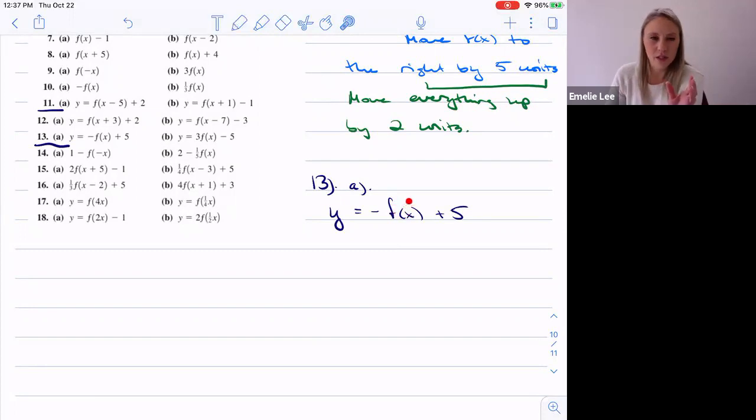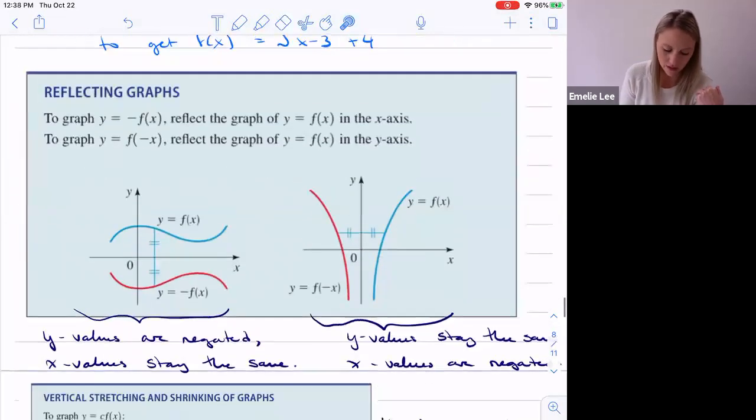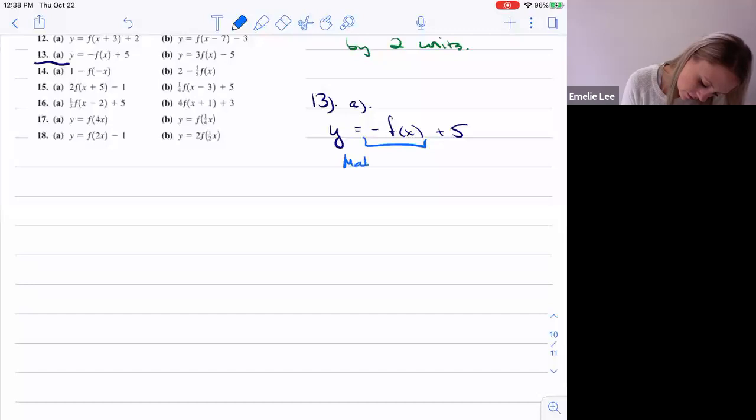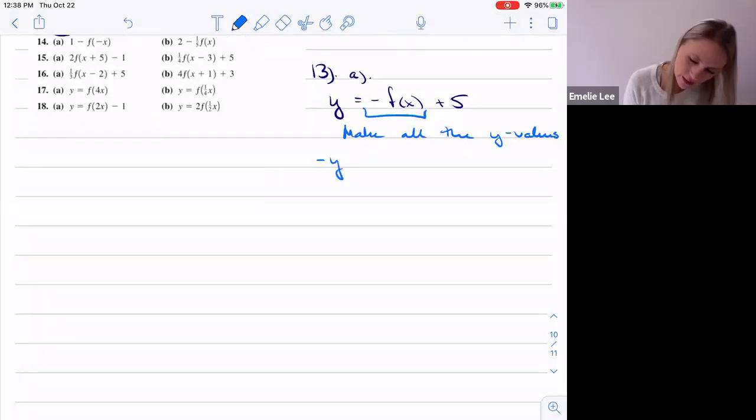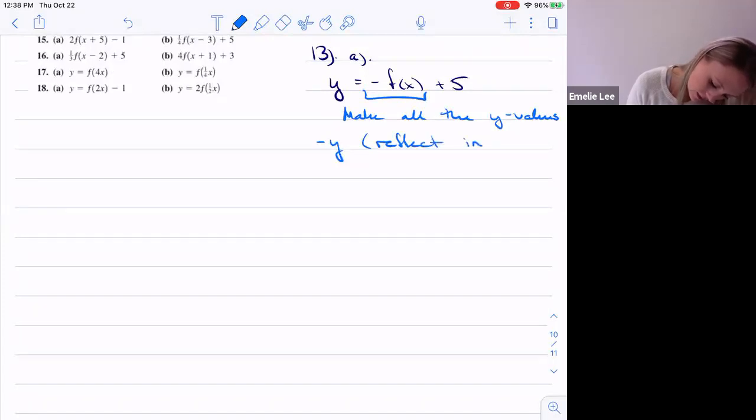So I start with my basic function, and then I do the first thing that's been applied to it. In this case, it's been negated. That means all my y values are going to be turned negative, which is a reflection in the x-axis. And you can remind yourself where it was: y equals negative f of x, reflect the graph in the x-axis. So the first thing you're going to do is turn all your y values into negative y. If you have a negative value and you negate it, it becomes positive, so I don't want to just say negative, but make all the y values negative y, which means reflect in the x-axis.